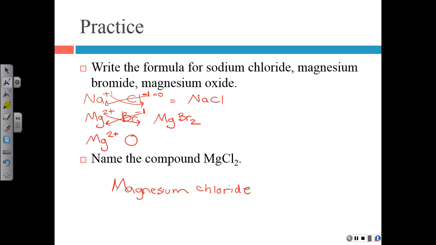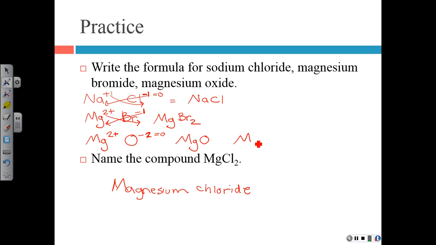What's the oxidation state of oxygen? -2. This is a situation, again, where you have +2, -2 equals 0. So you don't need to swap those 2's. So you end up with MgO.